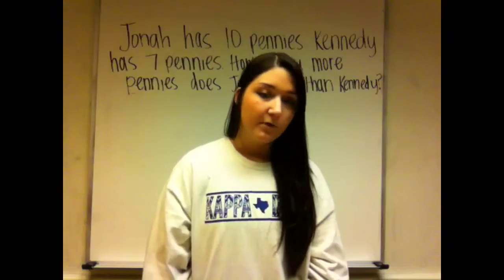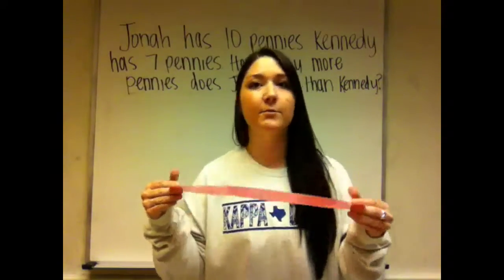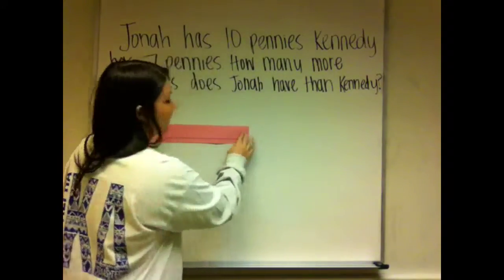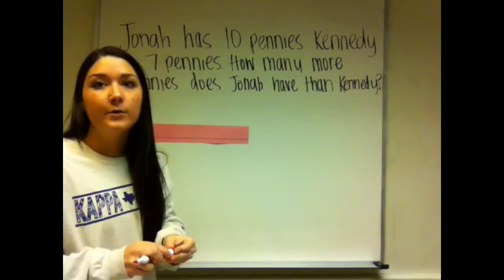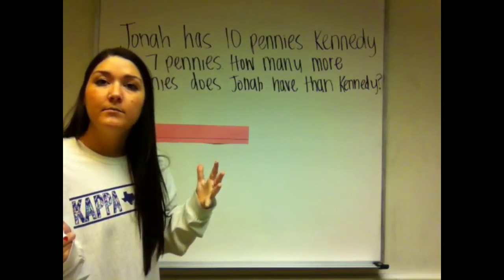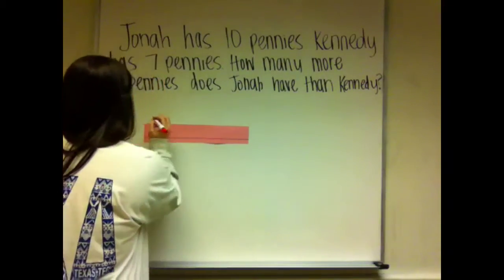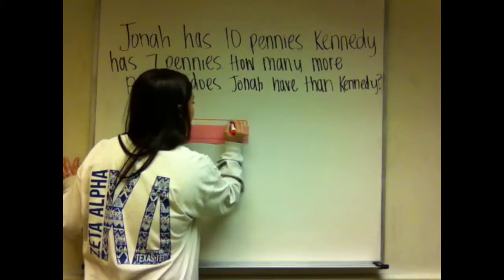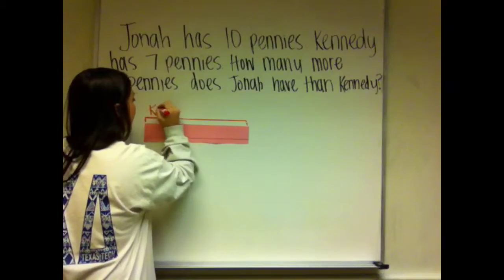So if we want to see what Kennedy's pennies are, we're going to use this pink strip of paper, and we're going to put it right here, and we're going to label it. And the reason why we label it is so we know which number strip belongs to which. So we're going to use a bracket to label it because this whole thing will be Kennedy's pennies. So we're going to label it Kennedy's pennies.